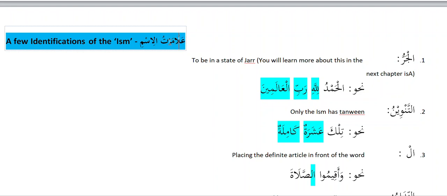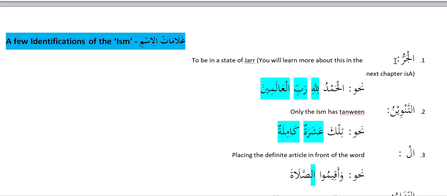Alamatul ismi. This is pronounced alamatu, which means signs or identifications, al ismi. But because of a little technicality, we don't pronounce the lam in the al. We say alamatu lismi. Originally, this hamza that you see here is supposed to have the kasra, but the lam stole it. Don't worry about it. Alamatu lismi, signs or identifications of the ism.